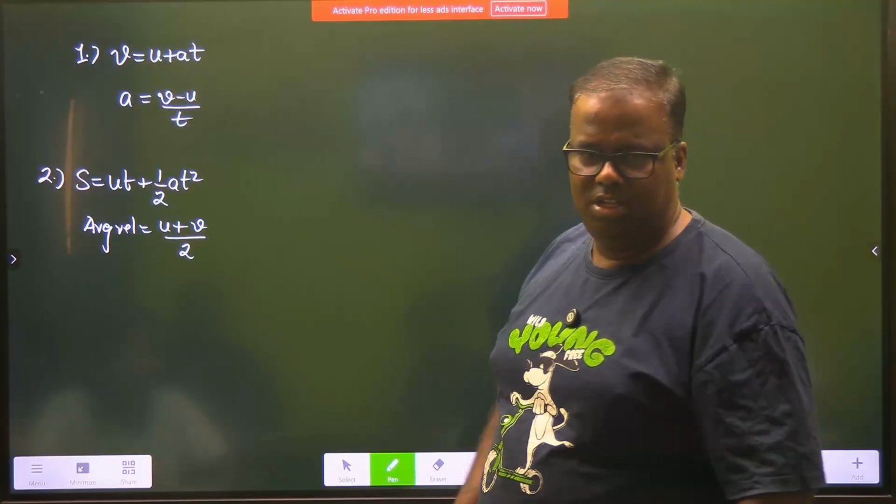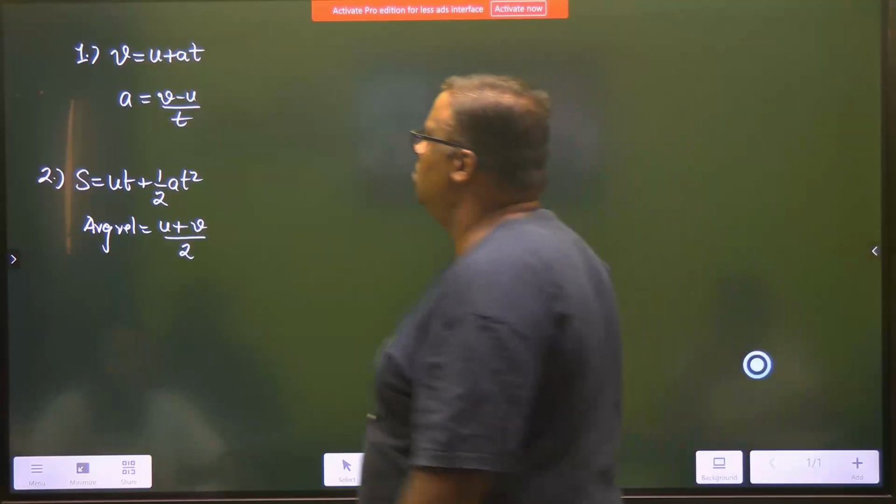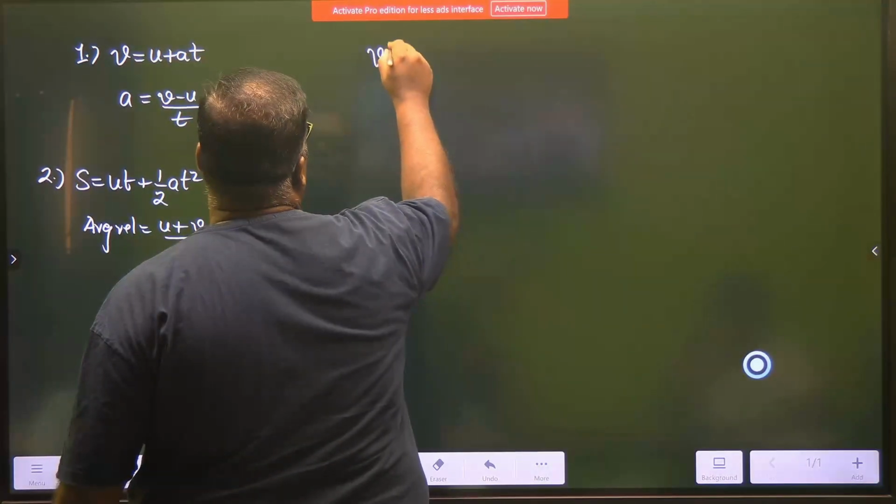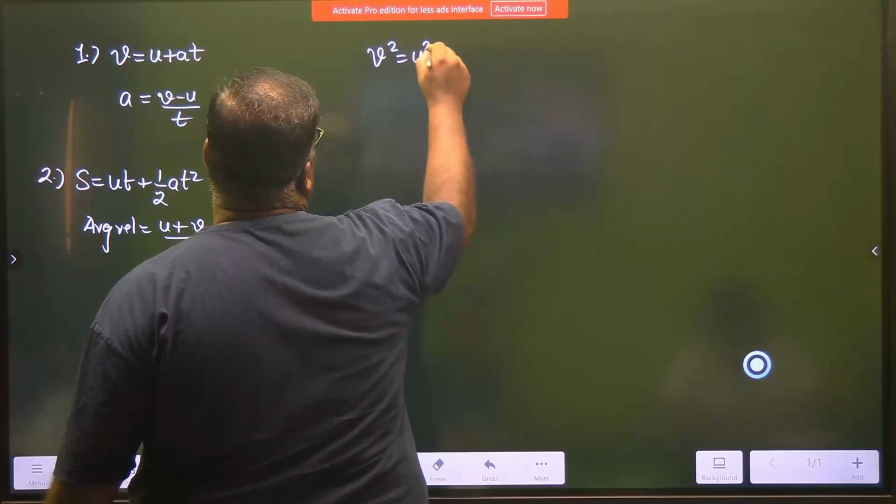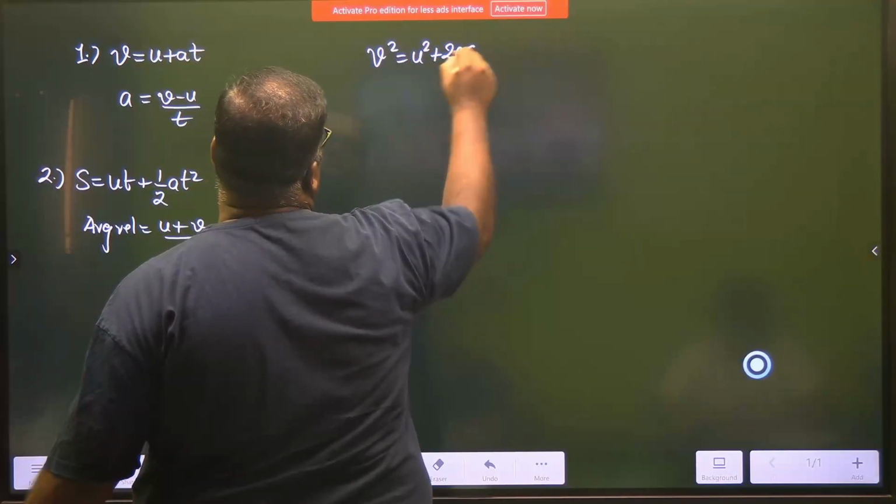Did we do it? You want me to do it again? I can do it again. Not an issue. Let's do it, no problem. But we did it, I remember very nicely. V square is equal to U square plus 2s. No issues. Let's do it.